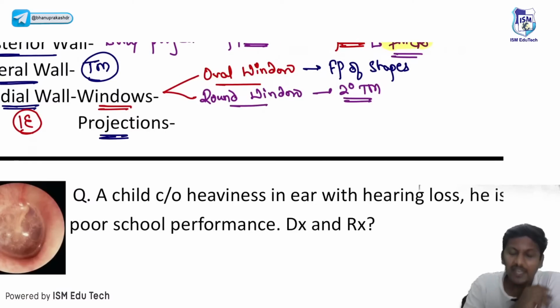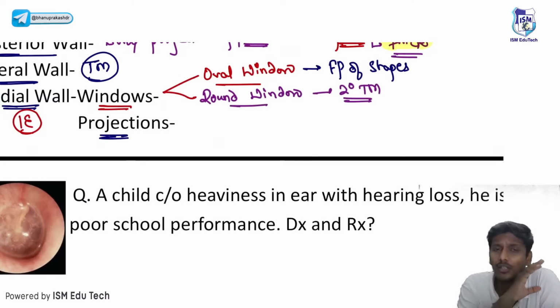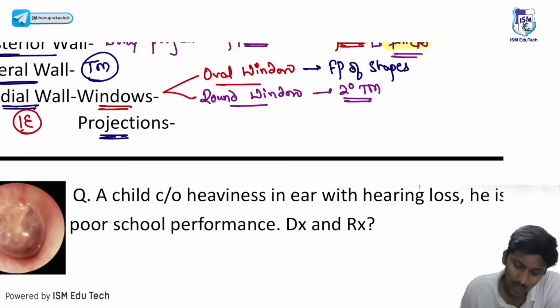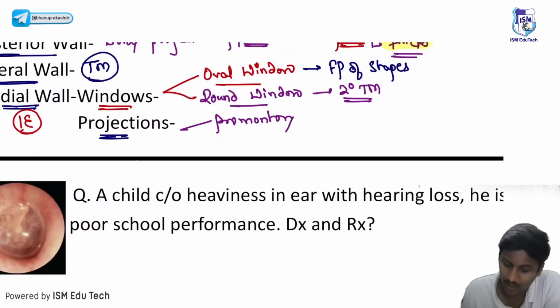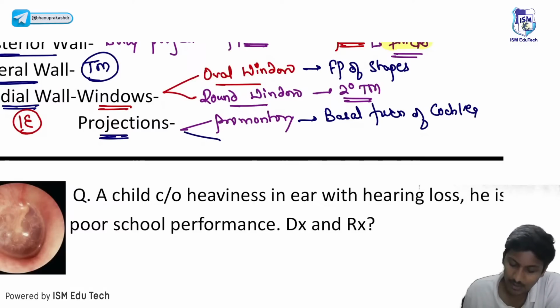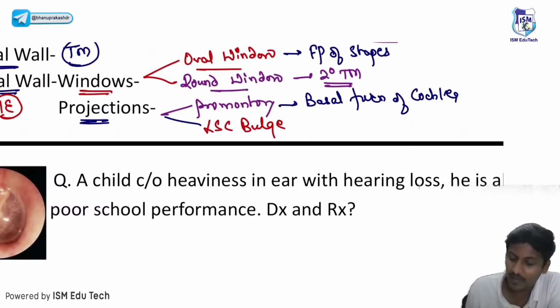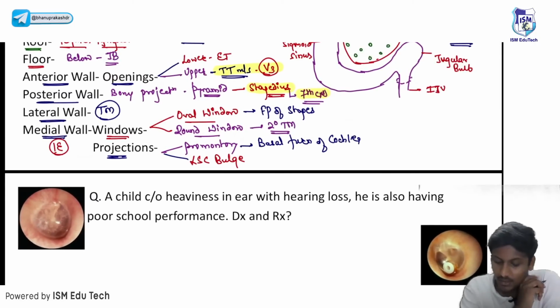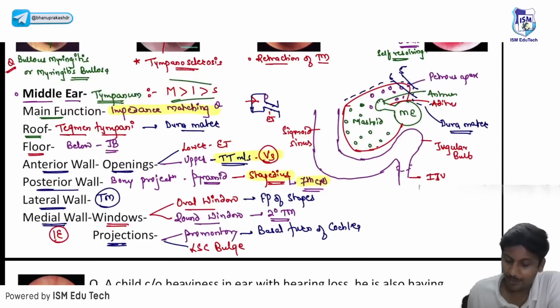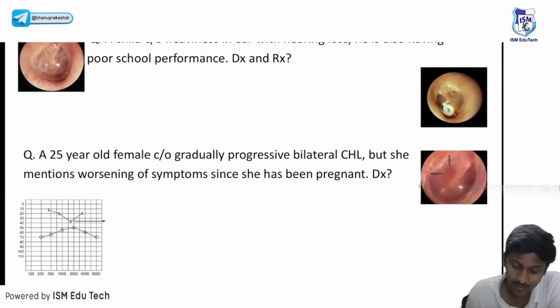Next is projections. There are two projections on the medial wall as well. These projections are nothing but the structures which are present inside the inner ear. One is called the promontory. The promontory is nothing but a projection of the basal turn of the cochlea. We will talk about that. The other important one is known as the lateral semicircular canal bulge. So these are the important walls of your middle ear. Very important. Once you understand this, everything becomes easier.